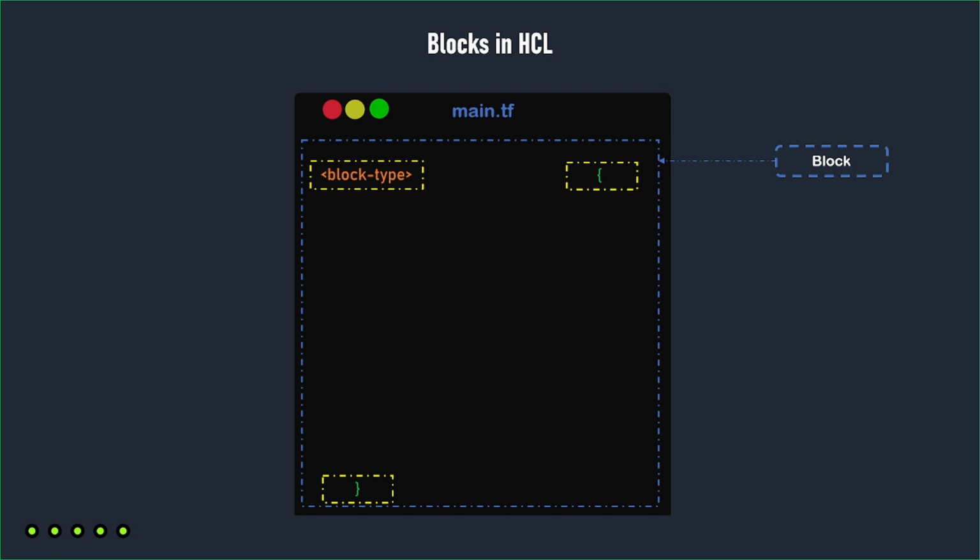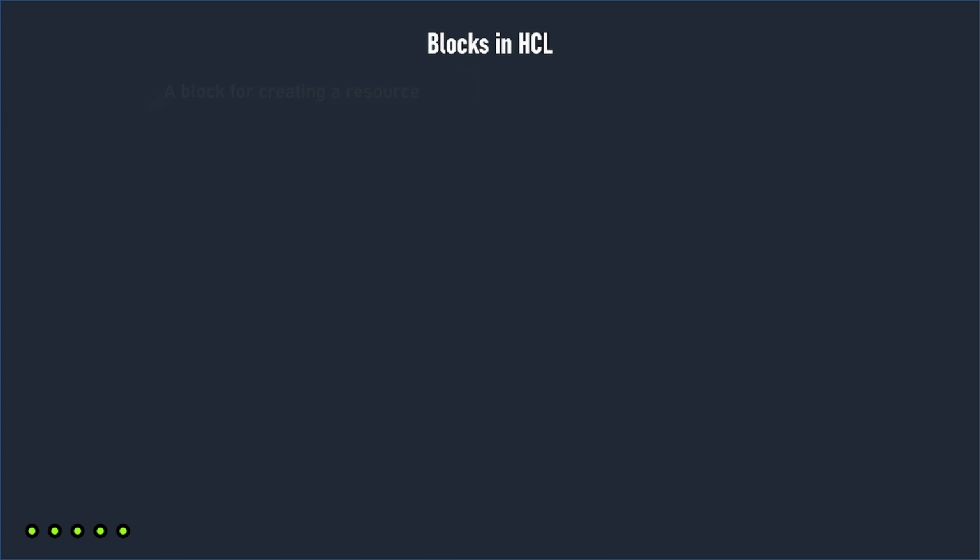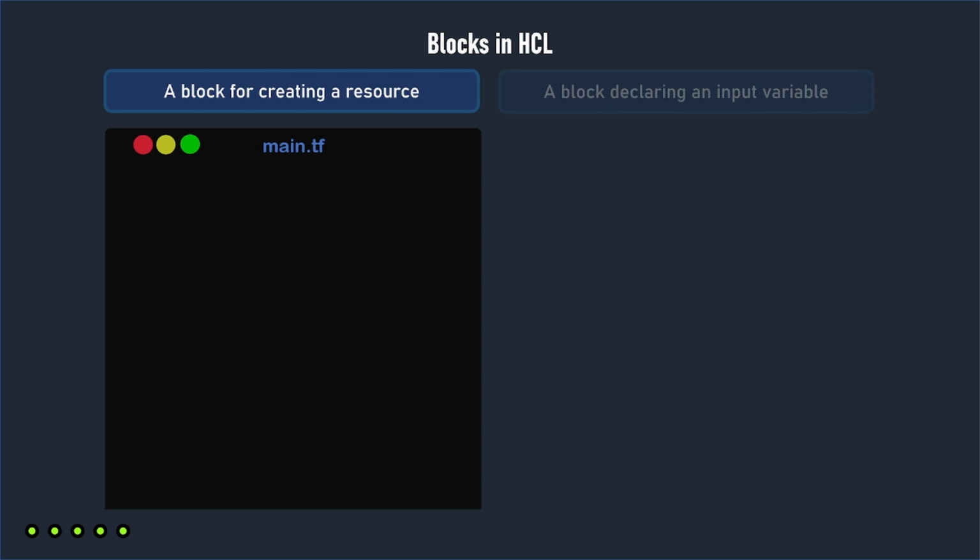And depending on the block type, a set of labels must be mentioned between the keyword representing the block type and the opening curly brace, which indicates the beginning of the block body. We have many types of block, and here are a few types that we will use a lot when working with Terraform. To understand more the differences between block types, let's see an example of using a block of type resource and another block of type input.